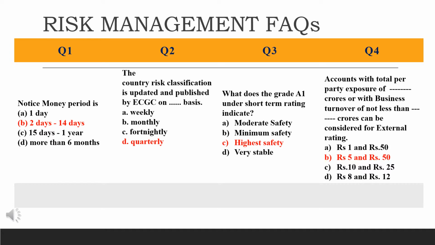Okay, so there are four options given here. They are asking you the notice money period is from how much to how much. The notice money itself is very short term. The first option they have given is 1 day. Second is 2 days to 14 days. Third comes 15 days to 1 year. And the fourth option is more than 6 months. So friends, now remember here the answer is B, 2 days to 14 days.